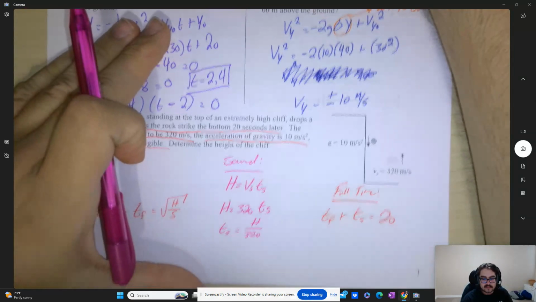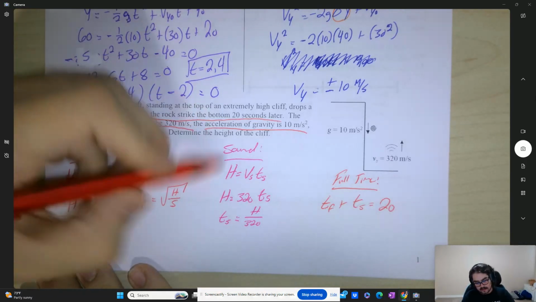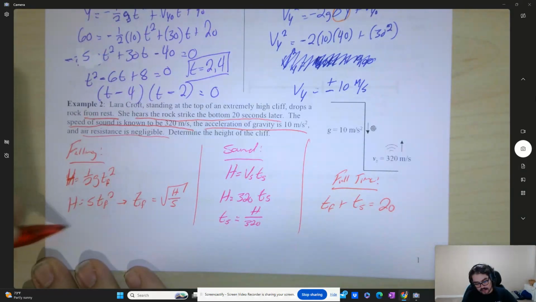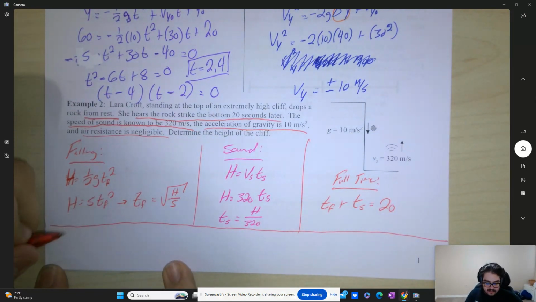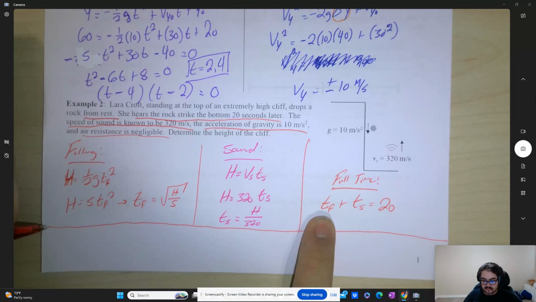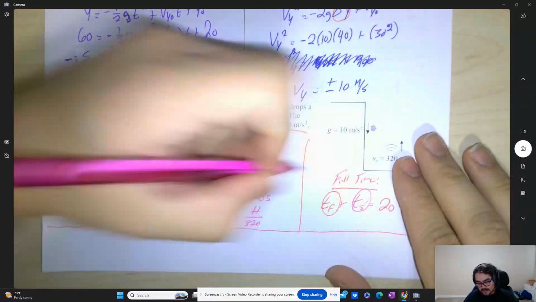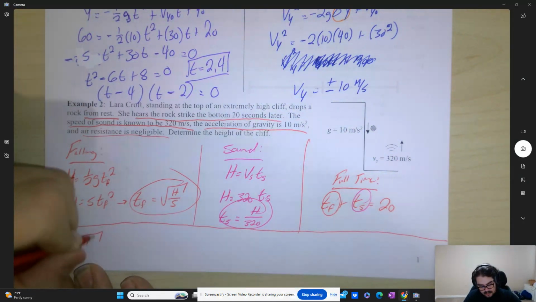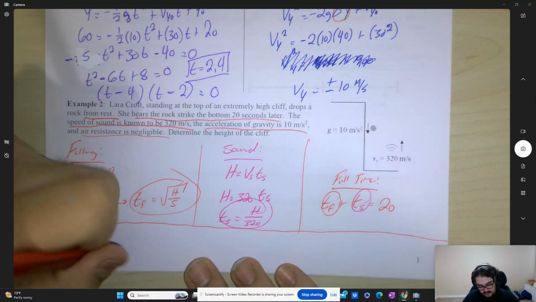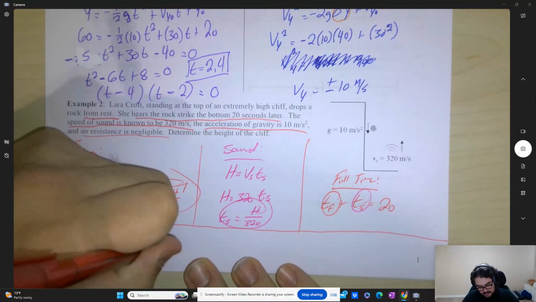So now this is where things get kind of funky. We're going to have to rewrite our full-time equation with those values that we just got. So what I would do is take t sub f, which is this right here, and t sub s, which is this right here, and plug those in. Root h over 5 plus h over 320 equals 20.